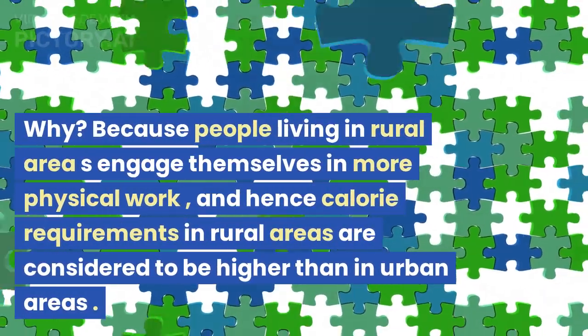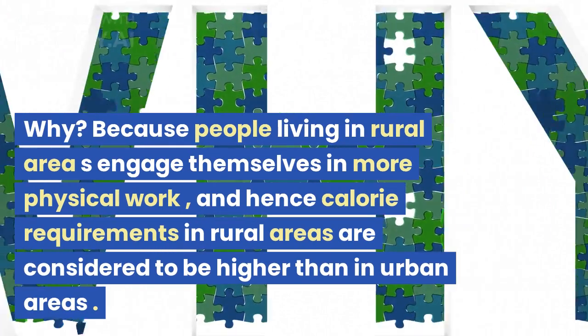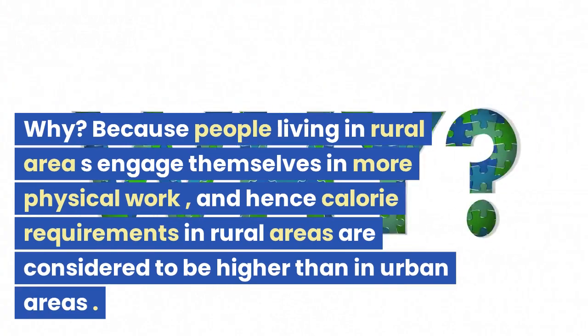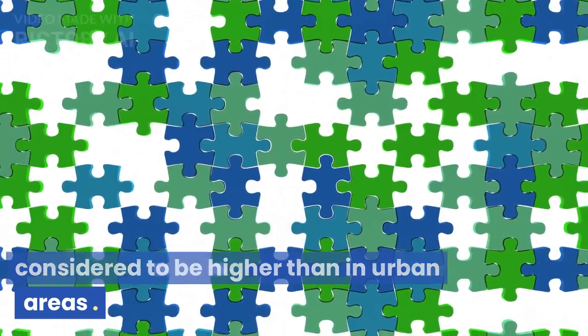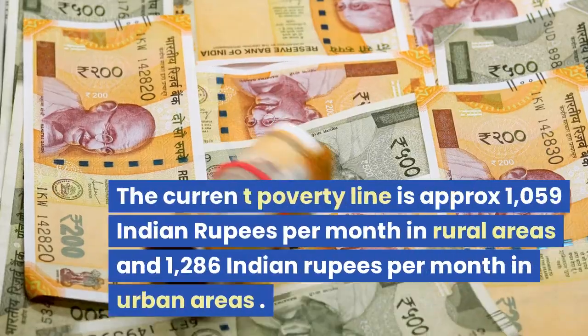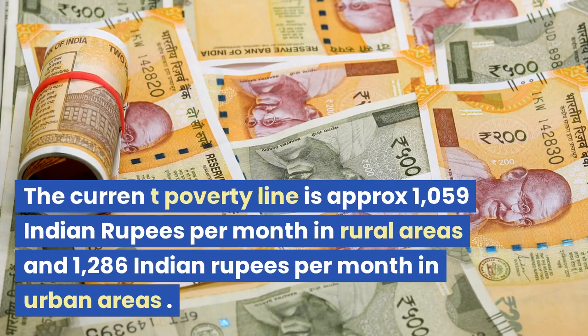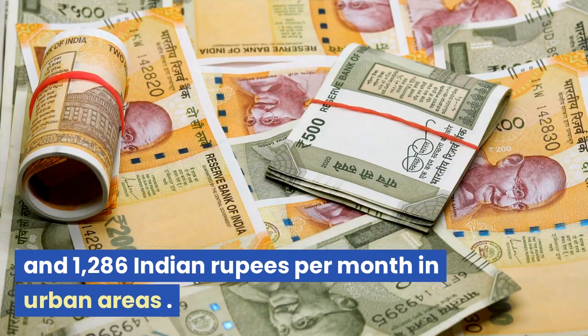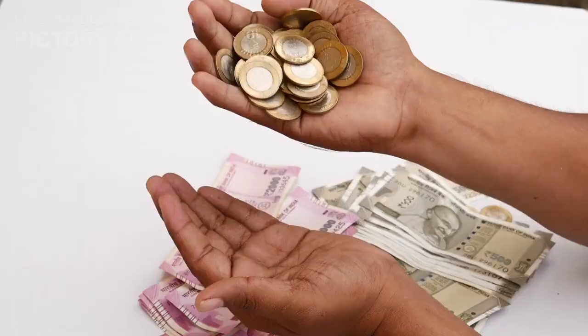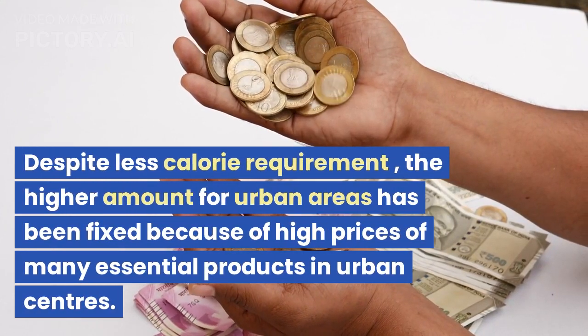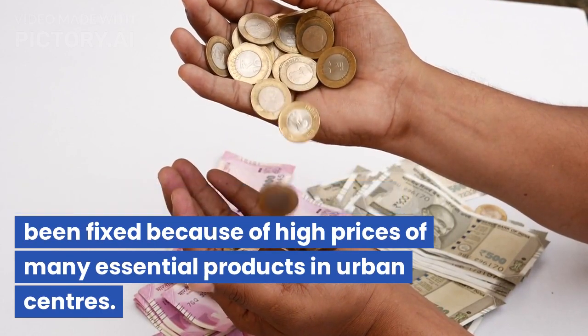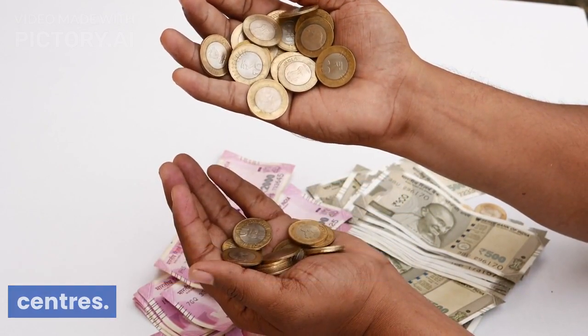Why? Because people living in rural areas engage themselves in more physical work, and hence calorie requirements in rural areas are considered to be higher than in urban areas. The current poverty line is approx 1,059 Indian rupees per month in rural areas and 1,286 Indian rupees per month in urban areas. Despite less calorie requirement, the higher amount for urban areas has been fixed because of high prices of many essential products in urban centers.